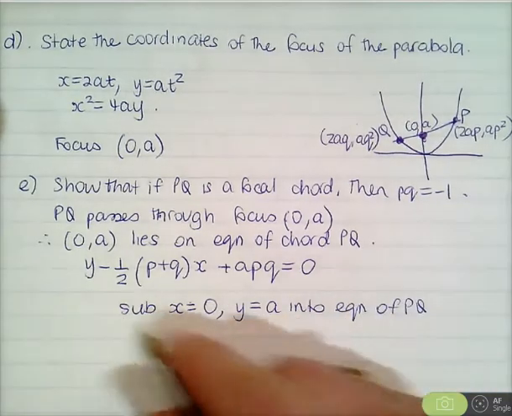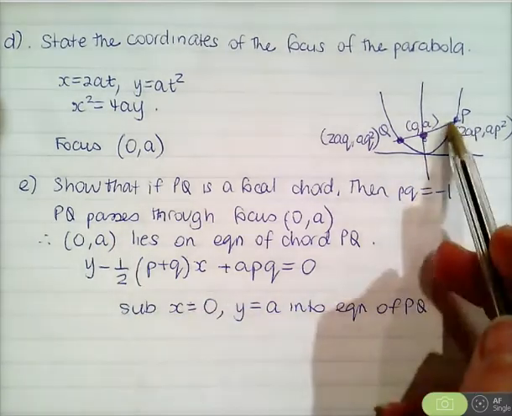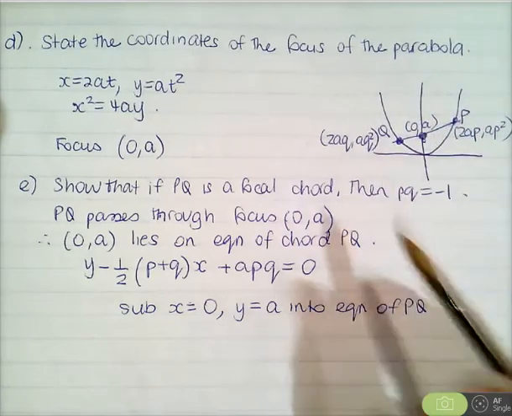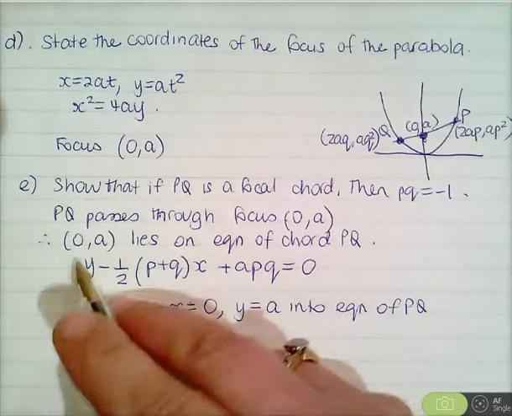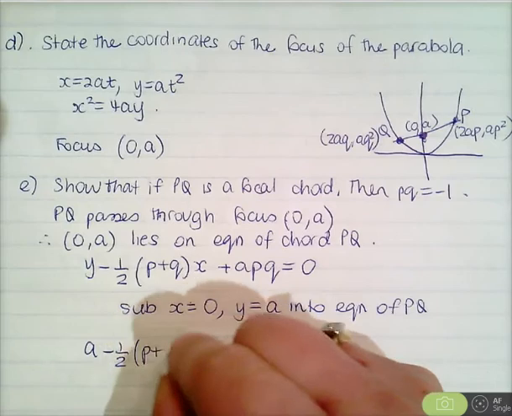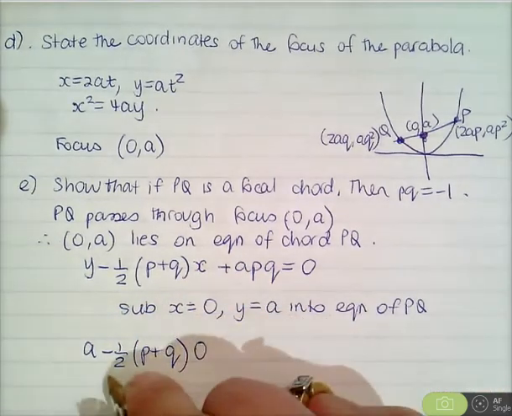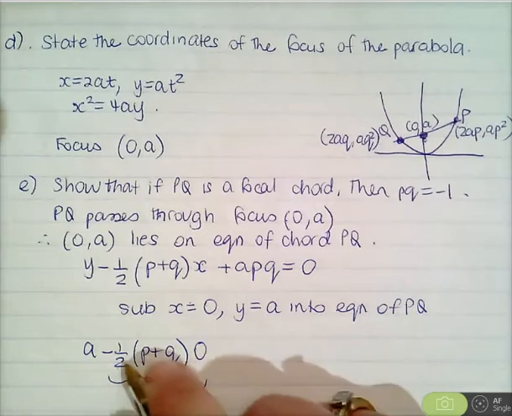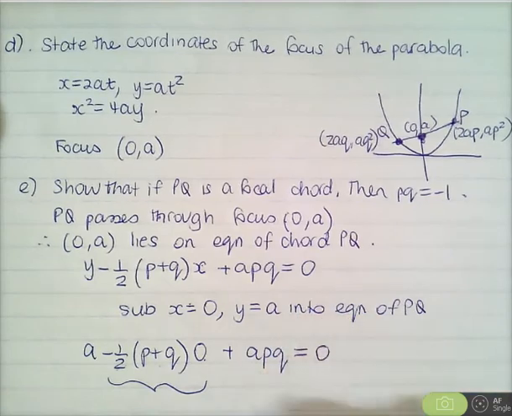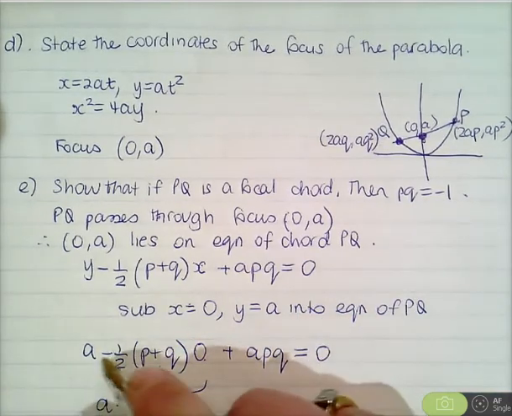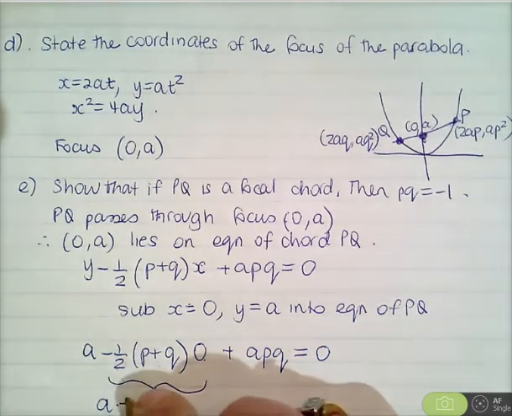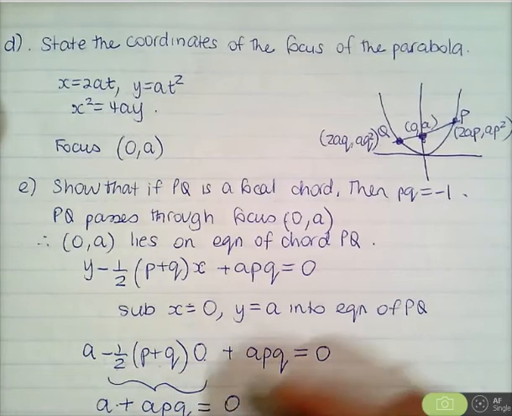Okay, so let's do that now. Because we know that PQ passes through the point (0, a), we're going to substitute (0, a) into the equation of PQ. So y is a, so replacing the y with an a, minus a half bracket p plus q. x is 0, so remember this is all one term because the three bits are multiplied together, plus apq is equal to 0. So we've got a minus 0, in other words just a, plus 0, or just a, that becomes 0, plus apq is equal to 0.